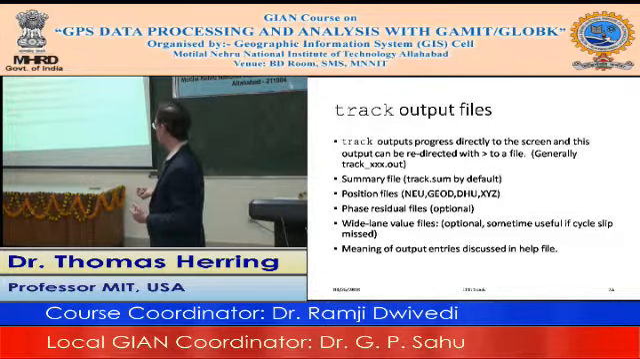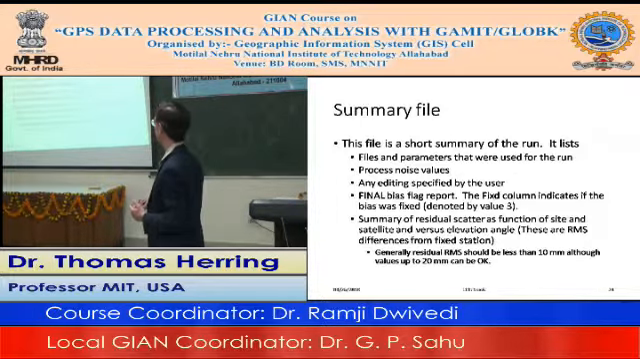You can also output the wide lane values that are being calculated. You can put them in a file, so if something really strange is happening, you can actually look at those and see why it missed a cycle slip, or why it appeared to put one in that you didn't think it should have put in. And again, all the meanings of what's in these files are described in the help file.